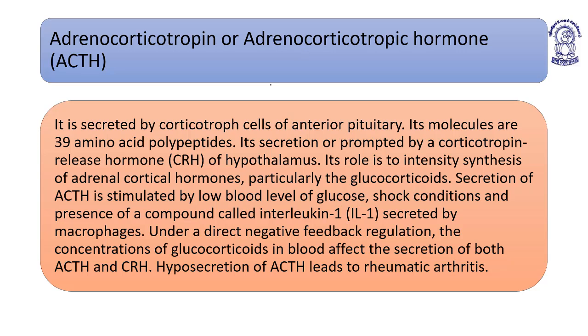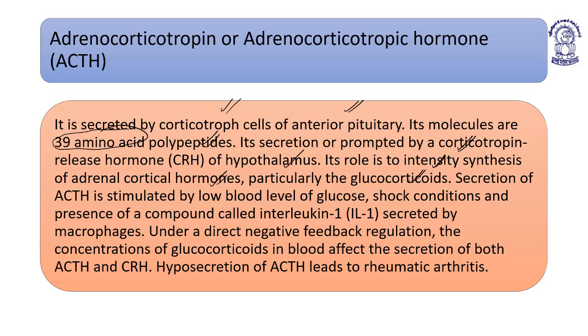Adrenocorticotropic hormone, or ACTH. It is secreted by corticotroph cells of anterior pituitary. Its molecules are a 39 amino acid polypeptide. So they are polypeptides, while LH and FSH are glycoproteins. ACTH is a polypeptide made up of 39 amino acids. Its secretion is prompted by corticotropin releasing hormone of hypothalamus (CRH). Its role is to intensify the synthesis of adrenal cortical hormones, particularly the glucocorticoids.